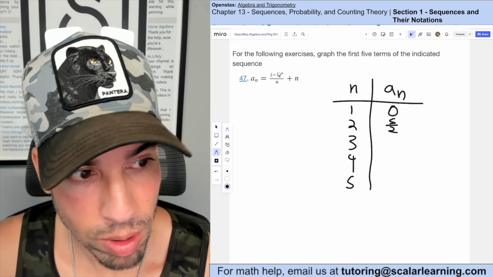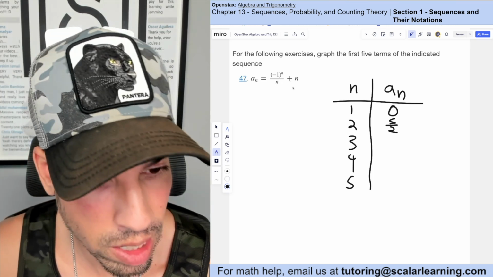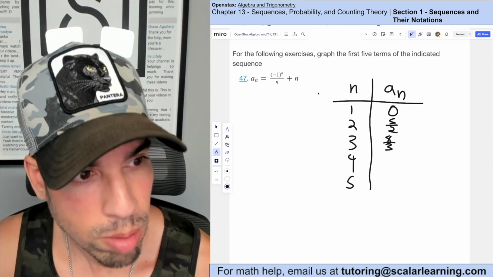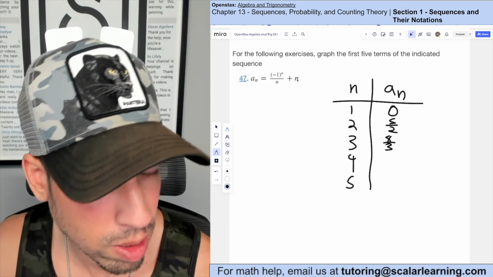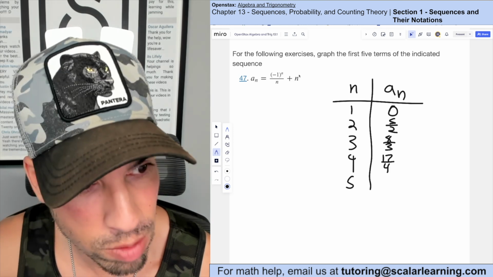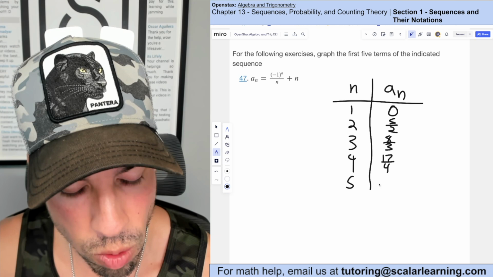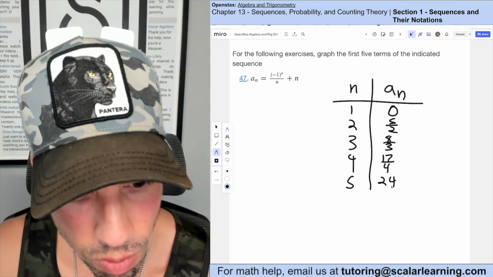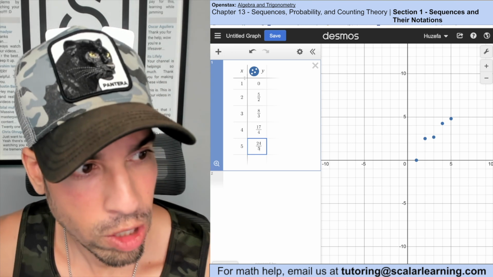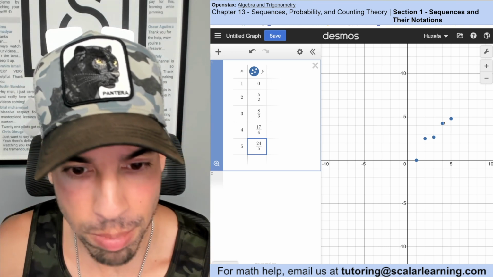Plug in 3. Now we're going to have a negative 1 on top over 3. Negative 1/3 plus 3 is 2 2/3, which is 8/3 as an improper fraction. Plug in 4. We get 1 over 4 plus 4, which is 4 1/4, or 17/4. Last but not least, plug in 5. We get negative 1 over 5, which is negative 1/5, plus 5, which is 4 4/5, or 24/5. Now we're going to plot each of these in Desmos, so you're going to see what it looks like. So here I've just used x for n and y for a sub n, but it's the same idea.